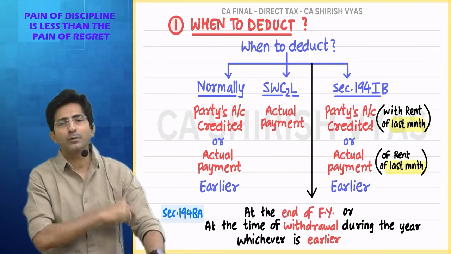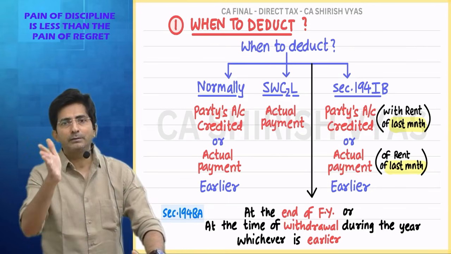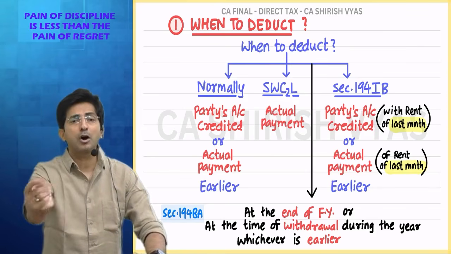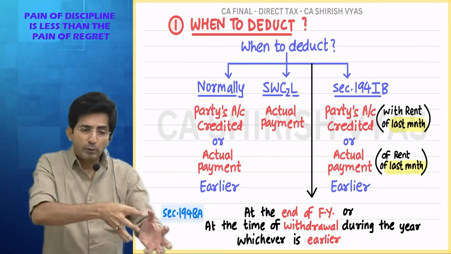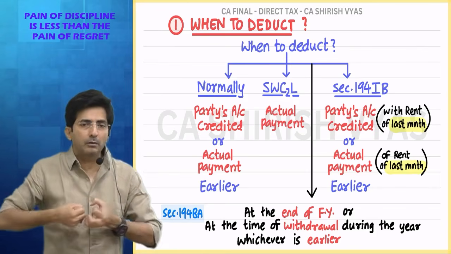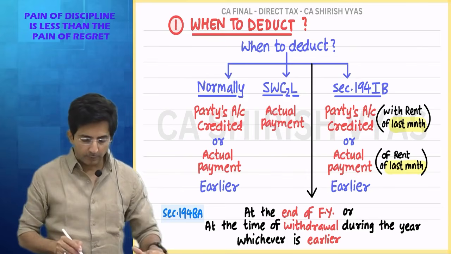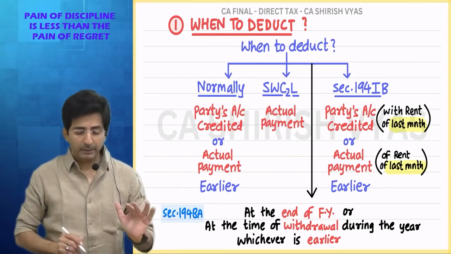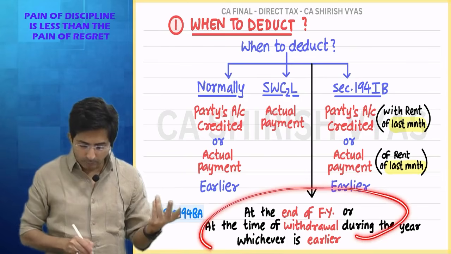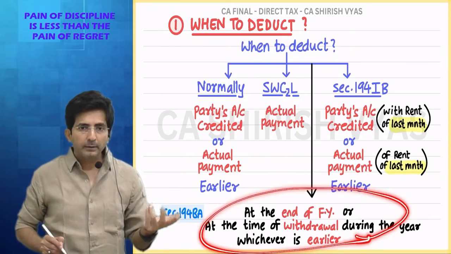In short, the formula is: at the end of the financial year, meaning 31st March, or at the time when you actually withdraw your winnings from your account, whichever is earlier. So this is a special formula for 194BA. Tell me, on this day what is to be done?